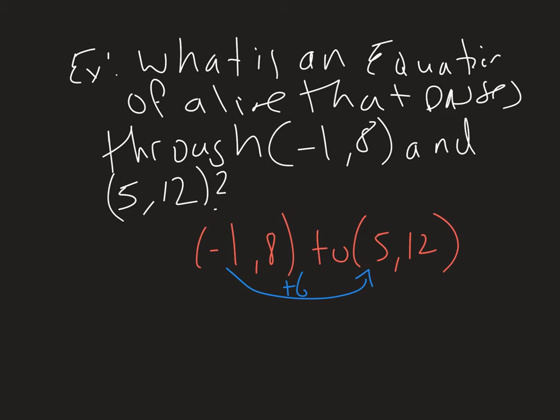That's my change in x. And my change in y, how do I get from 8 to 12? Well, that's plus 4, which means that m, which is equal to change in y over change in x, is going to equal positive 4 divided by a positive 6, which is 2/3. Now that's a fraction, but that's okay.